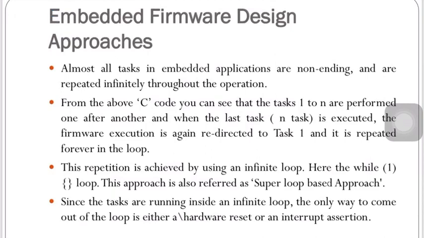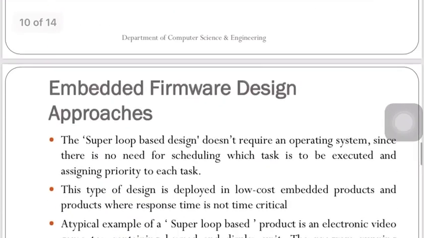Since the tasks are running inside an infinite loop, the only way to come out of that loop is either a hardware reset, or if an interrupt occurs. A traffic control system, or another example, a digital watch, will run continuously. If you want to stop it, you have to power it off or hardware reset it, and only then can that embedded system stop.